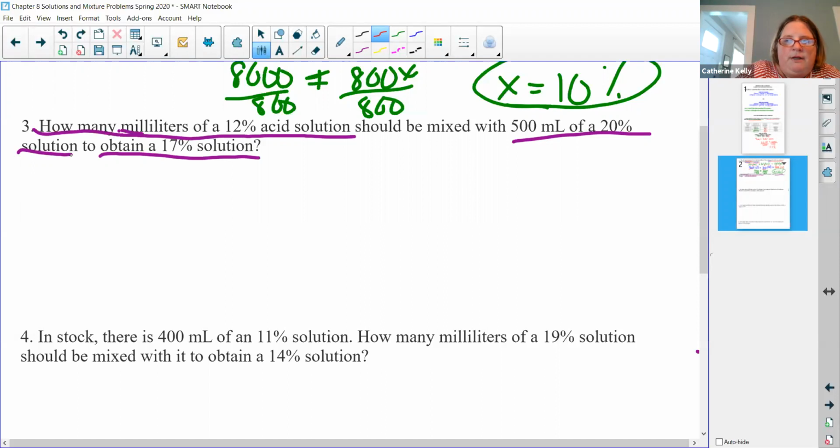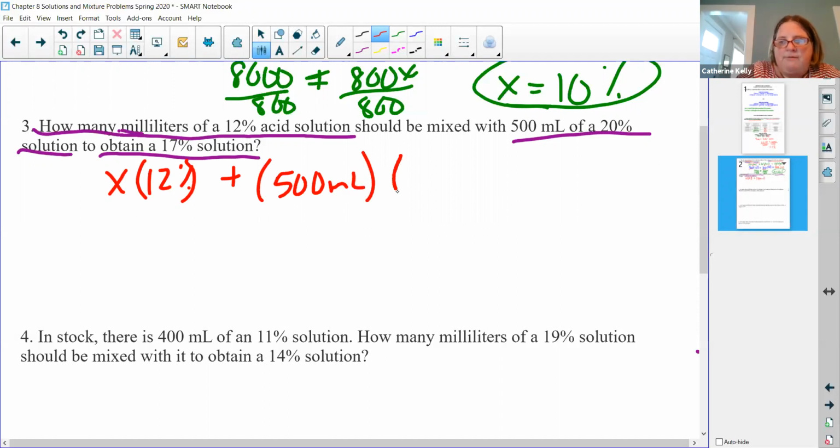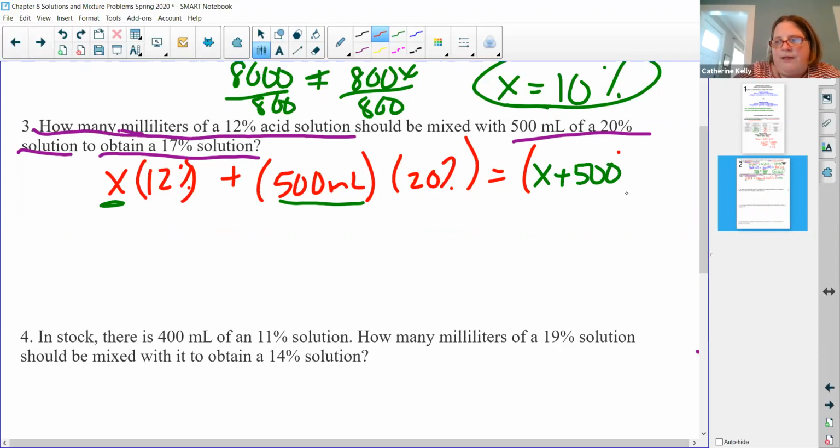So it's asking how many milliliters, x, of a 12% solution, so x times 12, plus 500 milliliters times 20%. Now remember I have to add these two volumes together, x and 500, but I don't know what x is, so I'm going to say x plus 500. That's the volume of my total, and then it's worth a 17% solution, because it's right here, 17% solution.